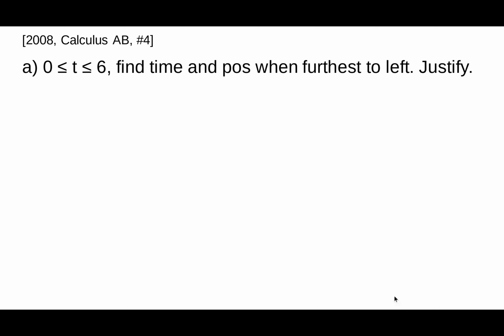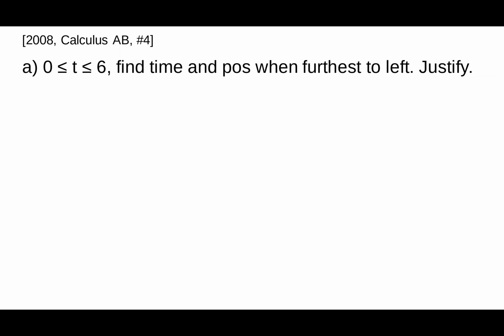This question is from 2008. It's question 4, and it is not calculator active. In the question stem, we are provided with a particle moving along the x-axis, and a graph of the velocity of that particle is provided.